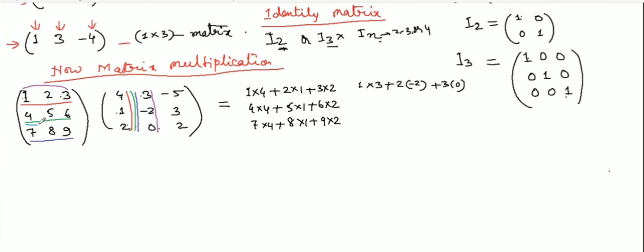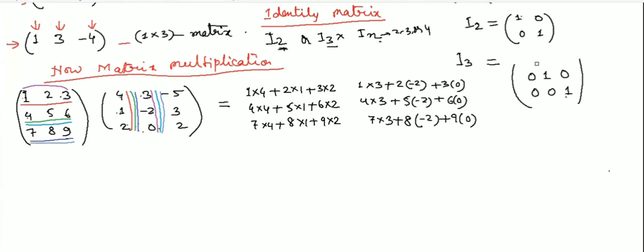Now take the second row and keep the second column. 4 multiplied by 3 plus 5 multiplied by minus 2 and then plus 6 multiplied by 0. Now take the third row and the second column. 7 multiplied by 3 plus 8 multiplied by minus 2 plus 9 multiplied by 0. Now the second column of the resulting matrix is done.